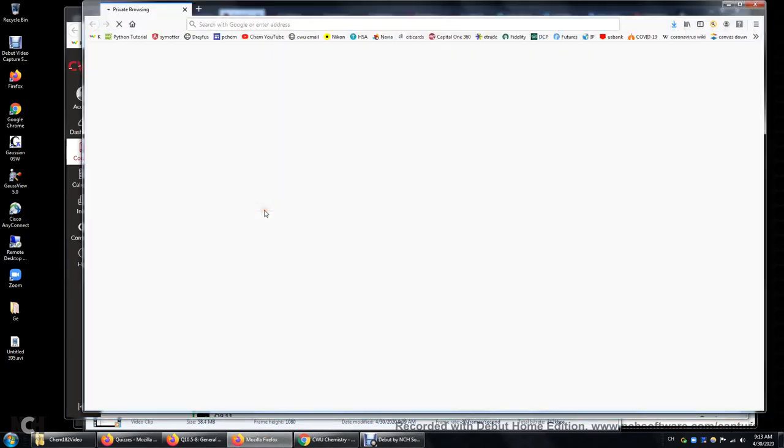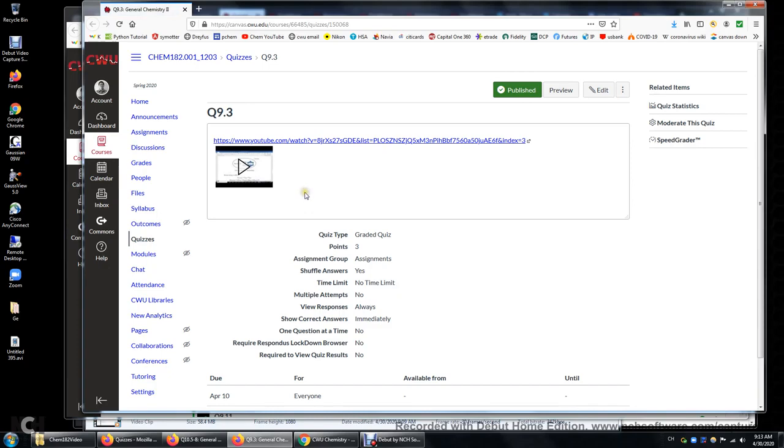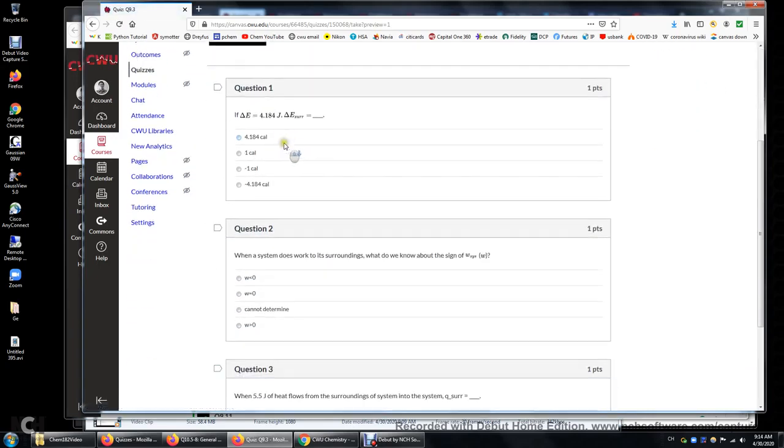9.3. Delta E is 4.184 joule in the delta E surroundings. Of course, it's going to be the opposite of this number, negative 4.184 joule. Well, I cannot find that number here because look at this. This one is in calorie. But we do know 1 calorie is 4.184 joules. So negative 4.184 joule is negative 1 calorie. Pay attention to the units.